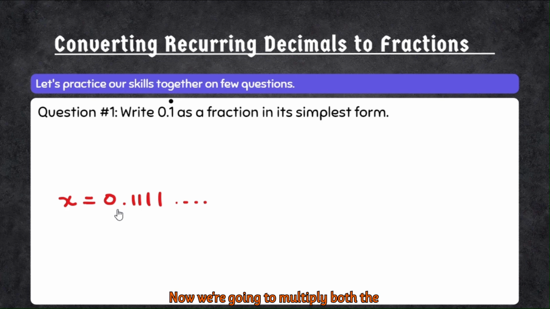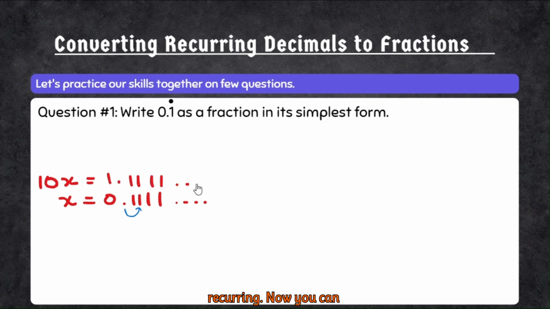Now we're going to multiply both the sides with a power of 10. So for example, if we take the first one as 10 to the power 1, which is 10, and we multiply both the sides, so this will be 10x is equal to, and when we multiply a decimal by 10, the decimal point goes one step forward, so that would be 1.1111 recurring. Now you can see that the numbers after the decimal are the same. So we have 1.1111, and in x we have 0.1111.